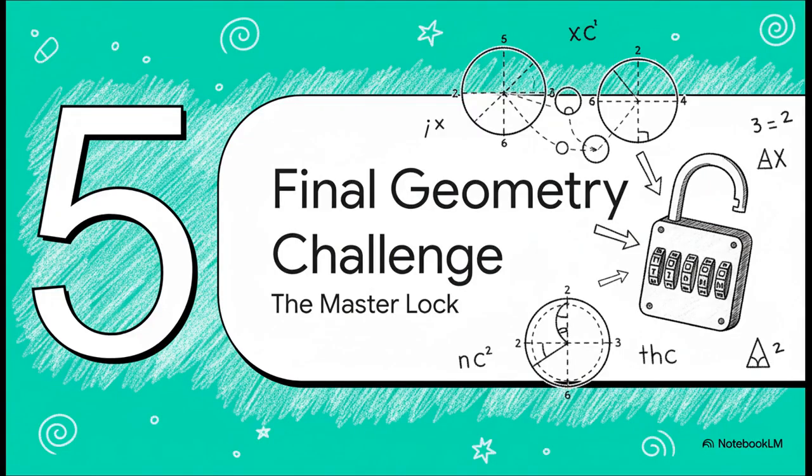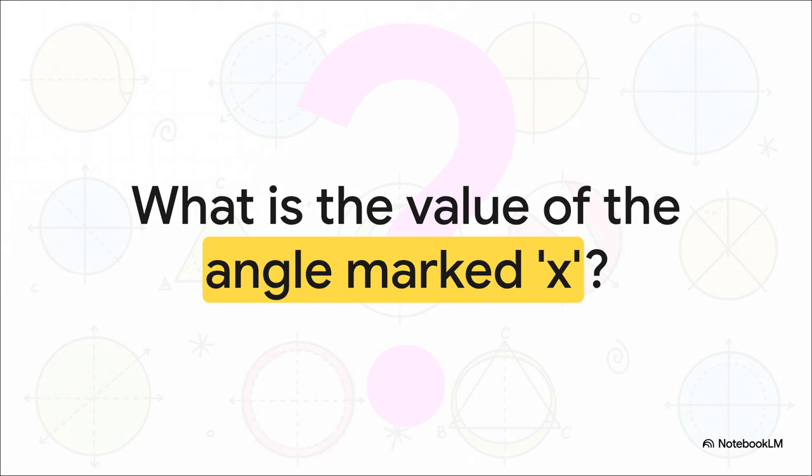Okay, you've learned the language, you've mastered the rules. Now it's time to put it all together and pick the master lock. This last challenge is going to require you to combine a few of the theorems we've talked about. And here it is. We've got a cyclic quadrilateral with its diagonals drawn in. We're given two little angles. One is 55 degrees and the other is 45. Your mission, should you choose to accept it, is to find the value of angle x. Go on, take a second, think about which codes you need to use here.